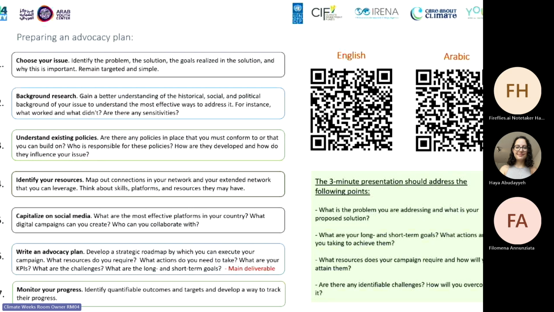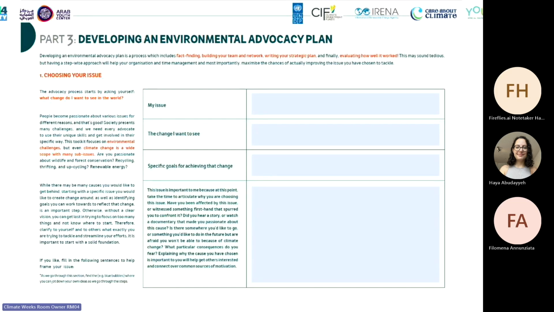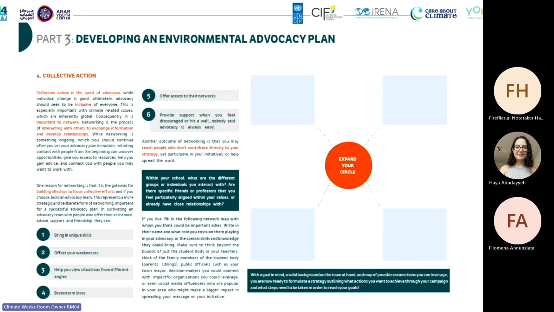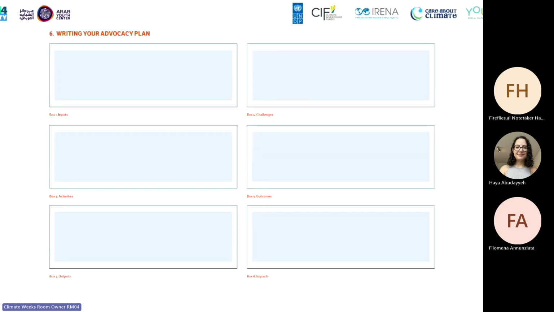But just to walk you through the worksheets that are available in the toolkit. Here, it's going to help you brainstorm your issues, to select your issue. What change do you want to see? What are the goals to addressing this issue, and why is this important to you? Another worksheet is the networking exercise that we talked about, thinking about the resources that you have within your own network. It's also a good worksheet to capitalize on. And then finally, writing your advocacy plan.